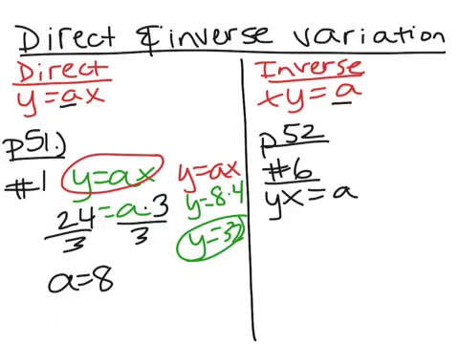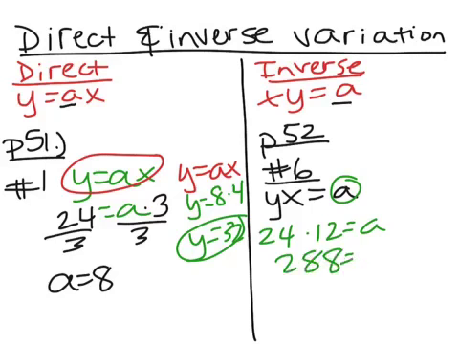So first I have to figure out what my constant of variation is. So if y is 24, I plug that in. If x is 12, I plug that in, and then I'm going to solve for a. So that means a equals 24 times 12, which is 288. So that's what my a value is.